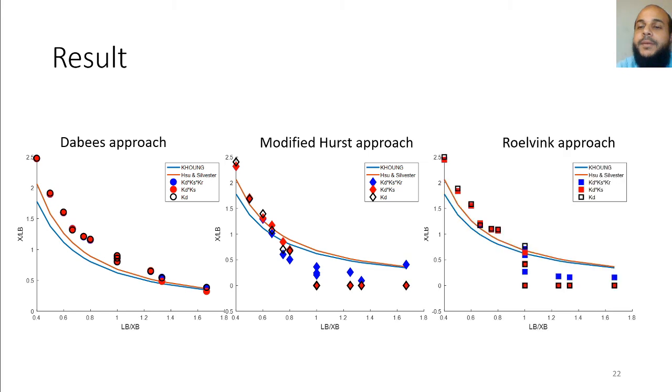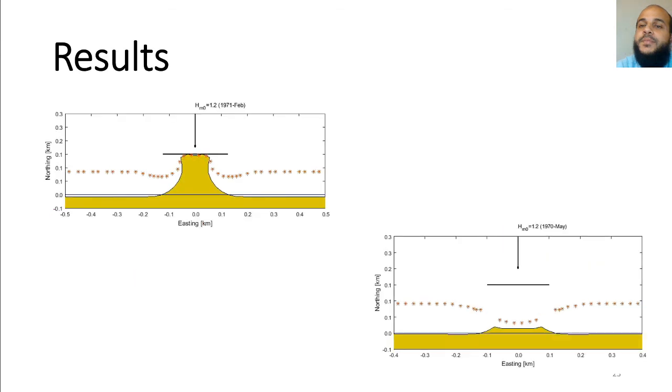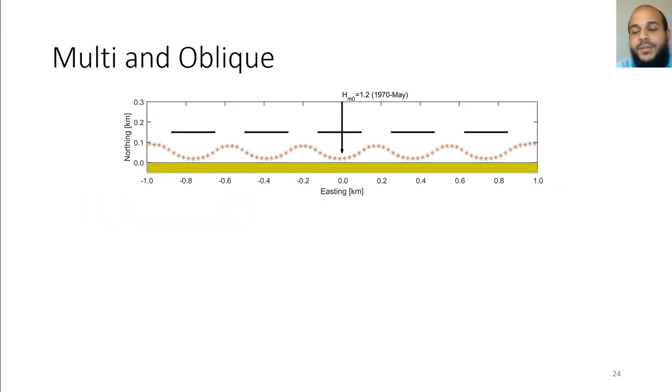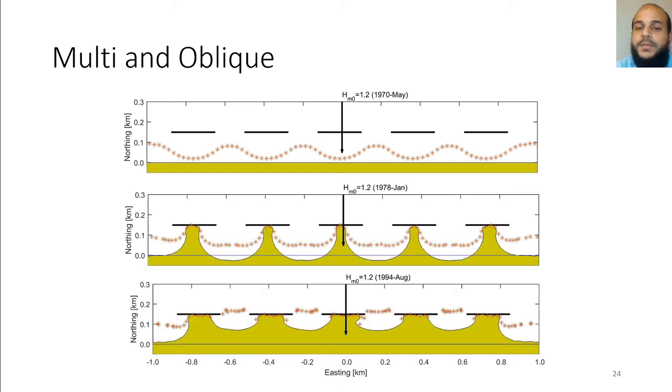For example, if we look here, we have two examples of the tombolo. As you see here, the Hurst approach's behavior doesn't look normal. And also we tried to run a multiple breakwater system, and that's how it looks after 8 years and after 24 years, and as you can see, it managed to fill the area behind.